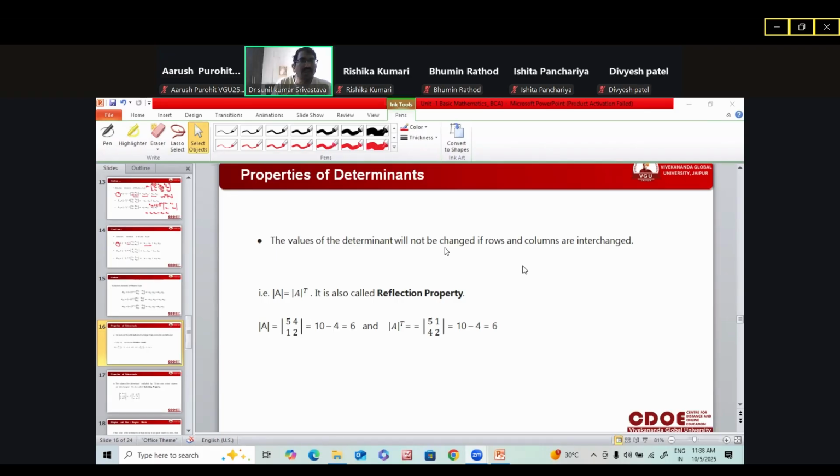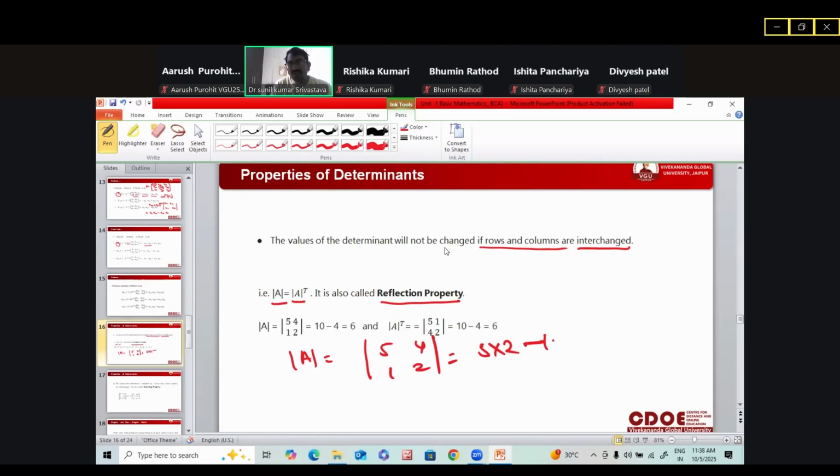There are some other things related to this that we have to discuss here. The value of the determinant will not be changed if the rows and columns are interchanged. If you change the rows and columns, the value of the determinant should not change. The determinant of A and the determinant of its transpose are equal; this property is known as the reflection property. Suppose we have the determinant with rows 5, 4 and 1, 2. The determinant of A is calculated as 5 into 2 minus 1 into 4, so 10 minus 4 is equal to 6.